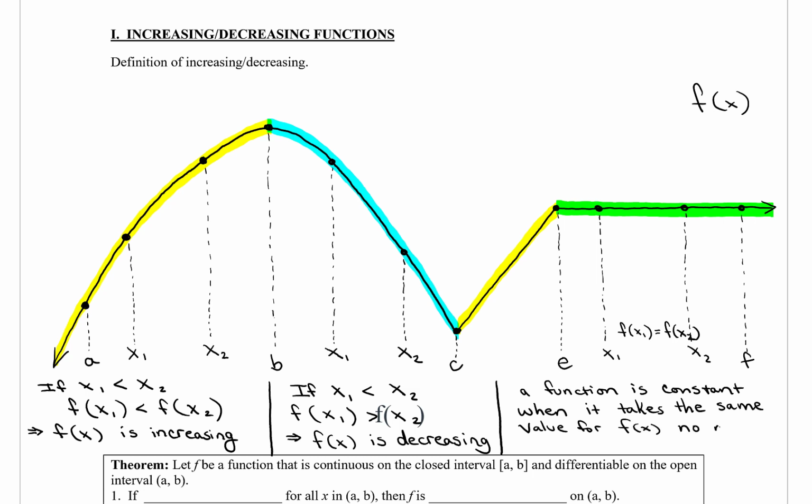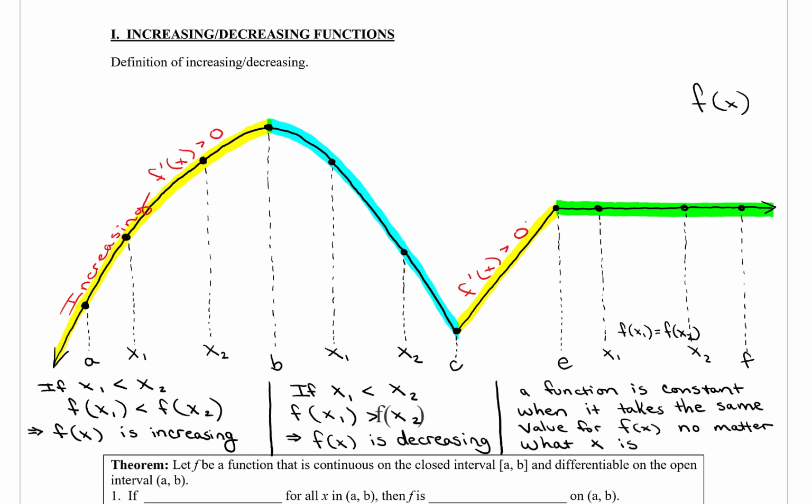Over the interval from a to b, I'm going to write the word increasing, and I'm going to write f prime of x is greater than 0. And also over the interval from c to e, which I've also highlighted in yellow, I'm going to write f prime of x is greater than 0. So this represents our first derivative being positive. We can tell it's positive because here the function is increasing in these intervals.